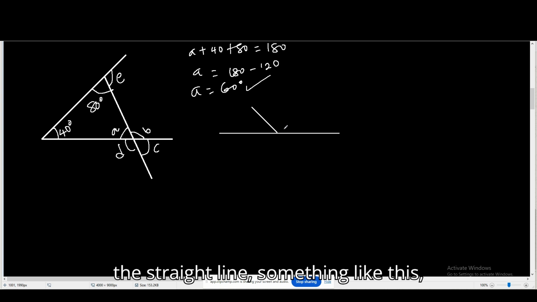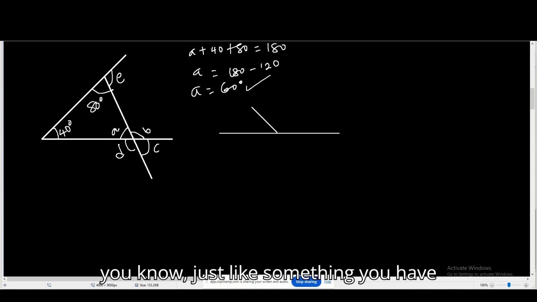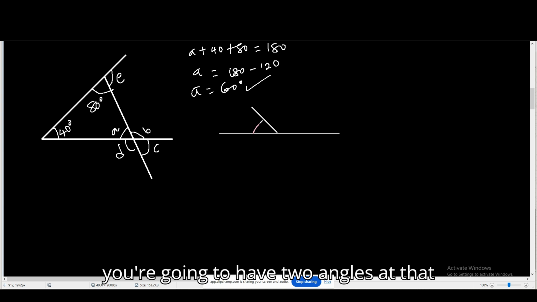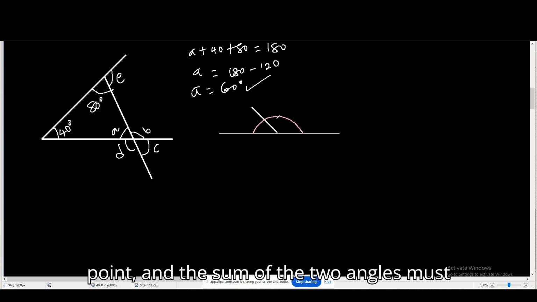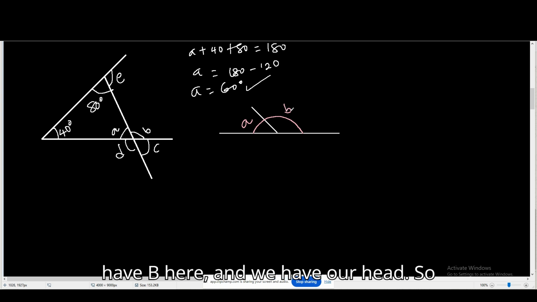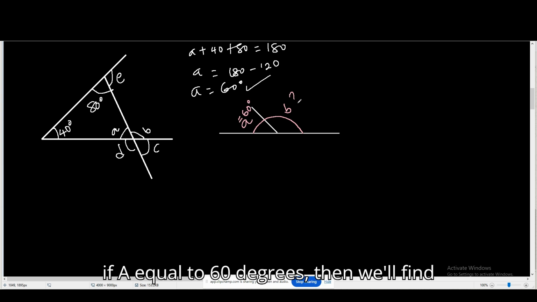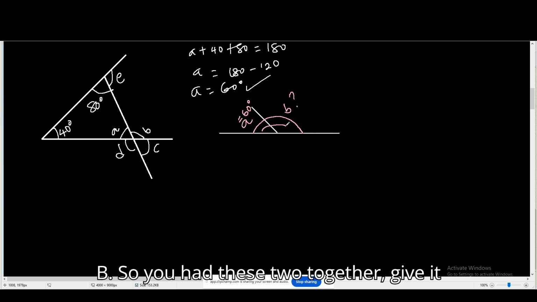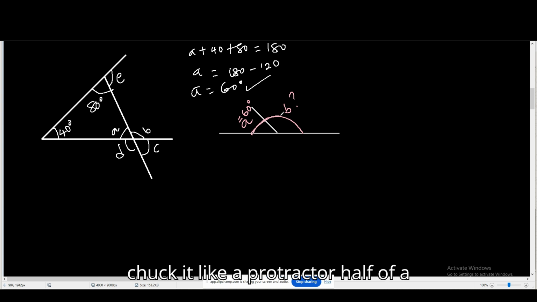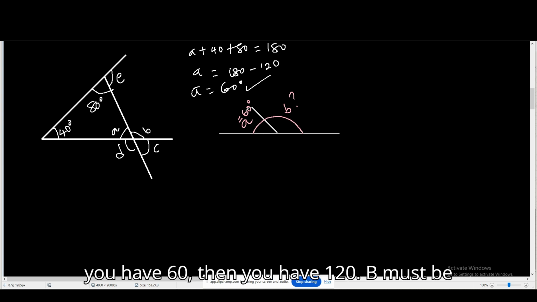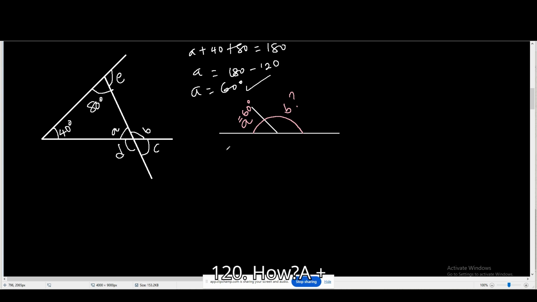Then you will remember that whenever you have a straight line and you have a line cutting the straight line, something like this, a line cutting the straight line at the bottom, you're going to have two angles at that point, and the sum of the two angles must be 180 degrees. So we have A here, we have B here, and we know our A to be 60. If you take your protractor, half of a circle makes 180 degrees. So if you have 60, then you have 120. B must be 120.